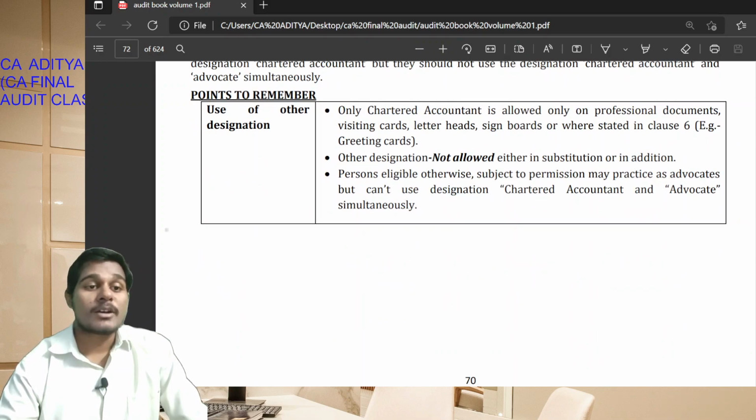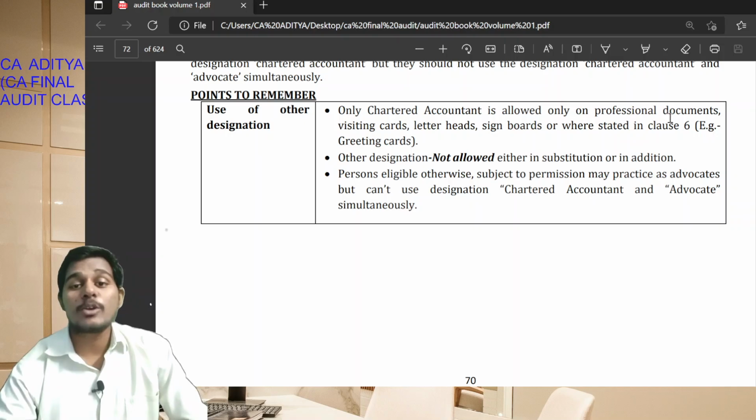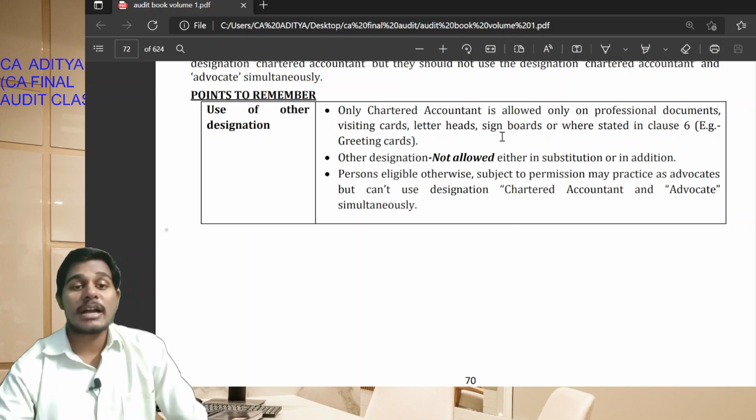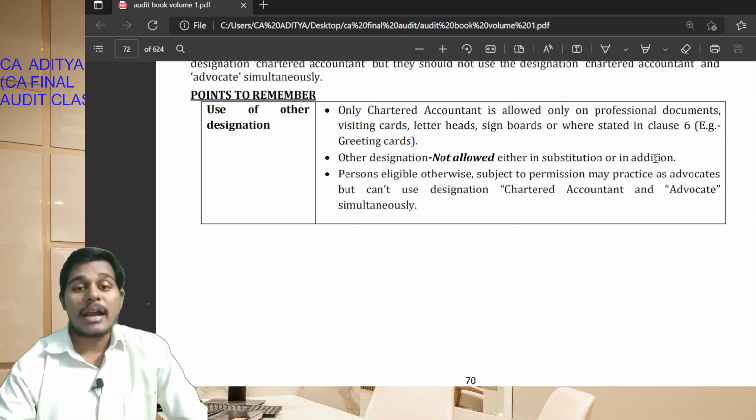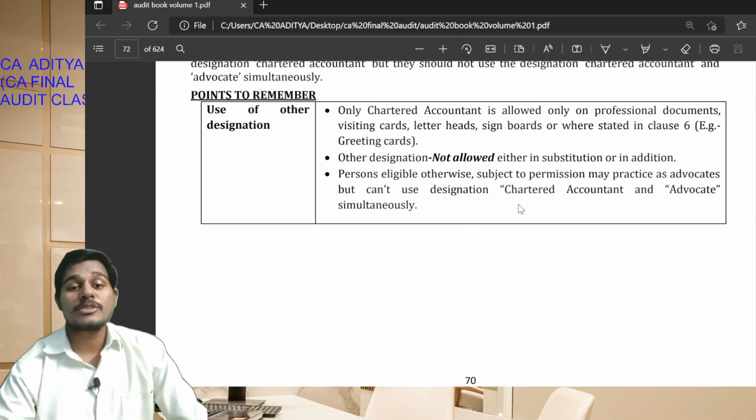Points to be remembered. Use of other designation. Only chartered accountant is allowed on professional documents, visiting cards, letterheads, signboards or wherever stated in Clause 6. Other designations are not allowed, either in substitution or in addition. Persons eligible, otherwise subject to permission, may practice as advocates but cannot use the designations chartered accountant and advocate simultaneously.